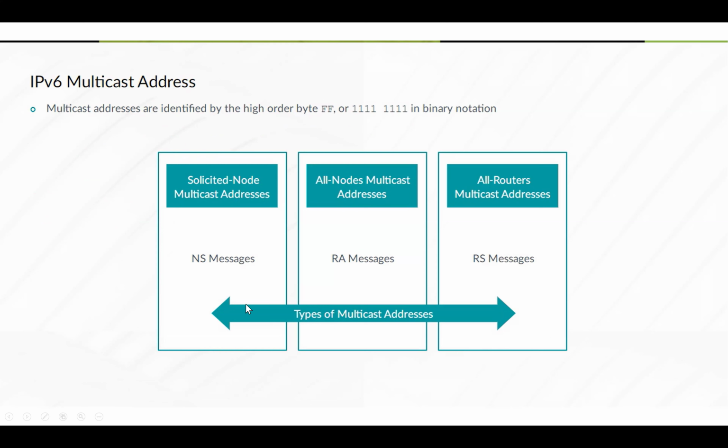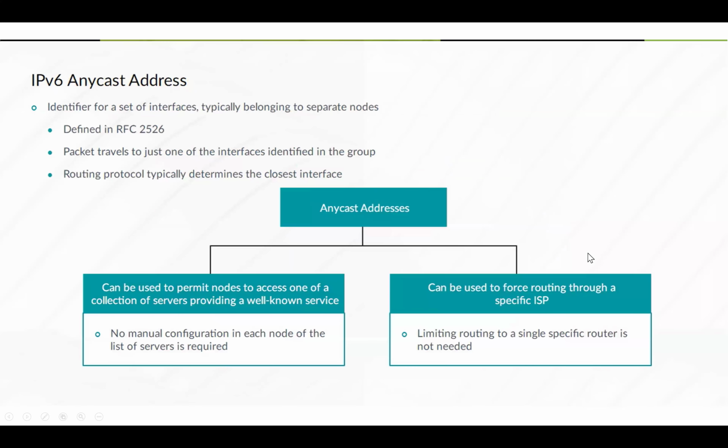Okay. So in multicast, the types of message will be RA, RS, and NS. That means solicited node multicast address. The all nodes multicast address is used for RA. For the all routers multicast address, the message is RS, router solicitation message.